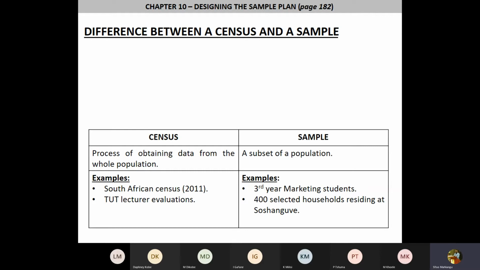A population, followed by sample, followed by census. So you should be able to understand the differences and be able to indicate whether we're going to use a census in this study or we're going to use a sample to collect data from the population.